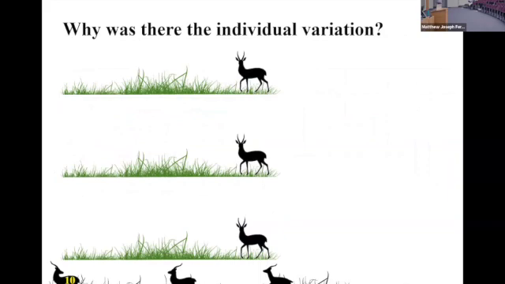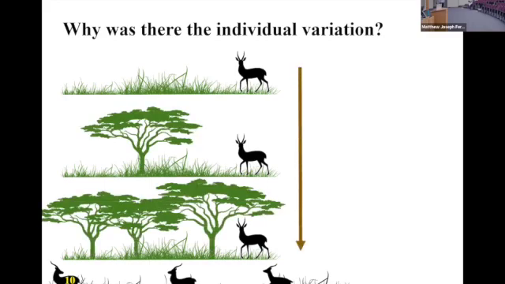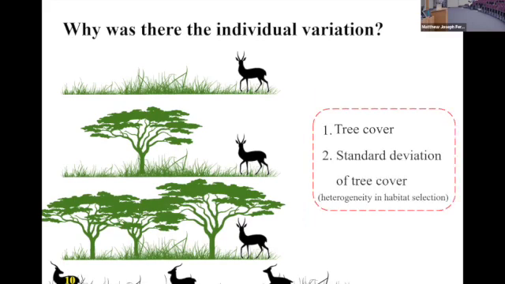To answer that, we evaluated variables related to the environment, predation risk, or other factors by estimating the tree cover from those locations where gazelles were spotted. At the same time, tree cover is also a proxy of predation risk for these gazelles. We also estimated the standard deviation of tree cover. By the way, the tree cover was estimated from remote sensing data. The standard deviation of tree cover is also heterogeneity in the habitat selection they use, or how broad the spectrum of the habitats they use.